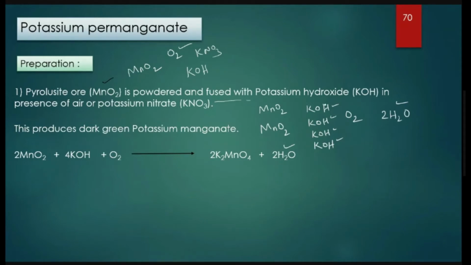Then what are we left with? Now we have lost all these 4 hydrogen atoms and this O2 also. So now we are left with 4 oxygen atoms with 2 MnO2, and 4 potassium atoms are also there.